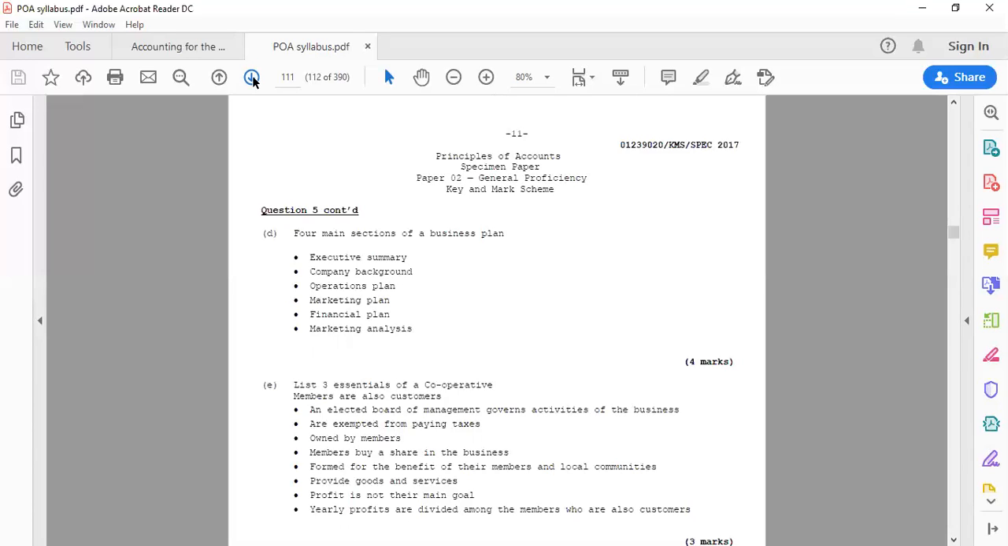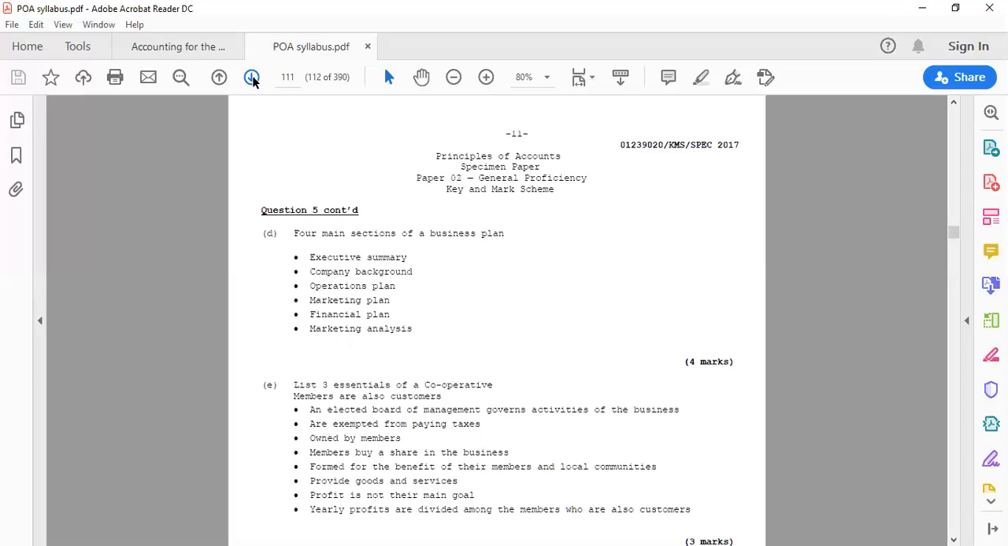The members will buy shares in the business, which means that they will invest money into the business to own shares or part of the business. Usually, cooperatives will be set up to provide some sort of benefit to the members. So they say here, provide goods or services.